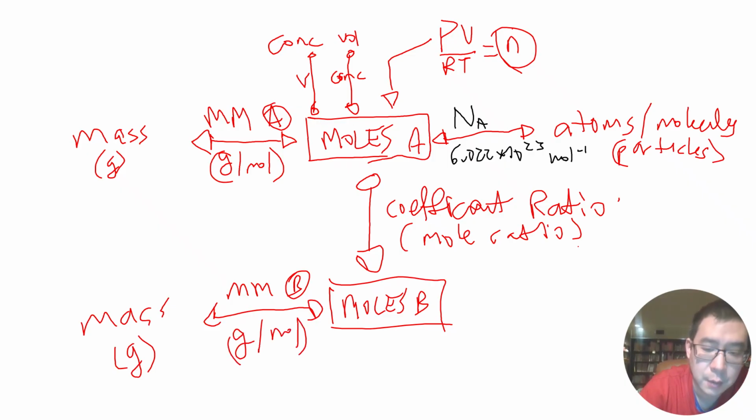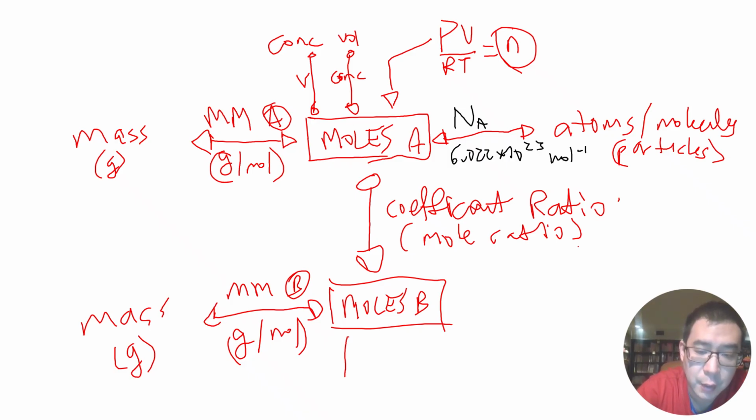Let's say A is a reactant and B is a product. If I have a gaseous reactant, I can use PV equals nRT to get me moles of A, use the coefficient ratio to get me moles of B, and use the molar mass to get me mass in grams of B, right? And then I can also do these other things here, right?